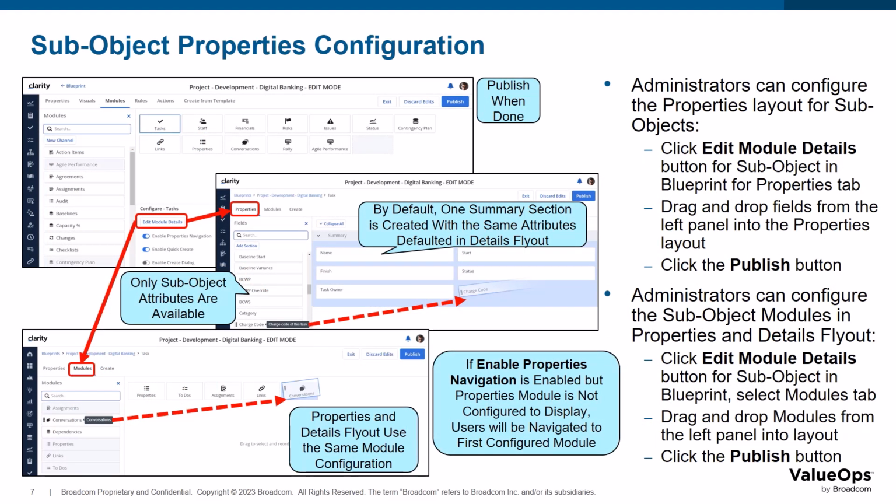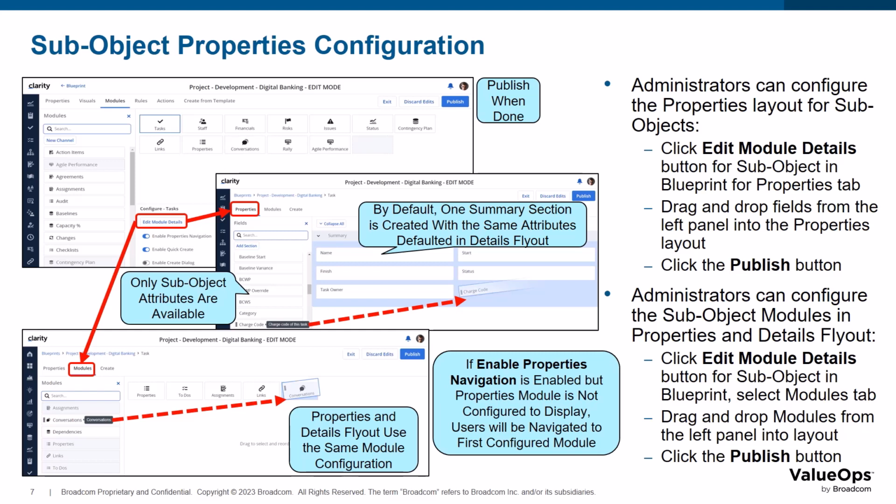Next, now that we know how to enable the properties for subobject, we'll take a look at how administrators can configure the layout screen for subobjects. We're taking a look here at an example of a project blueprint, and we're going to use the task module as an example. To configure the properties layout, you would highlight the task subobject in the blueprint and click the Edit Modules Detail button.